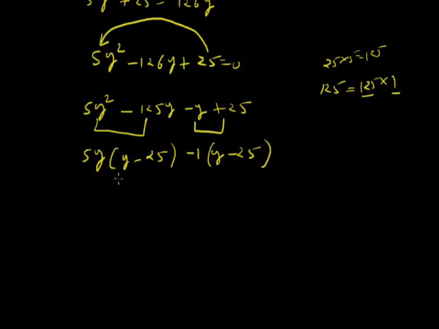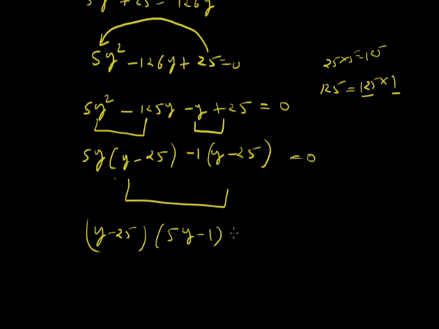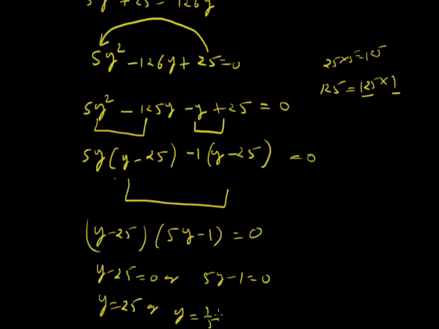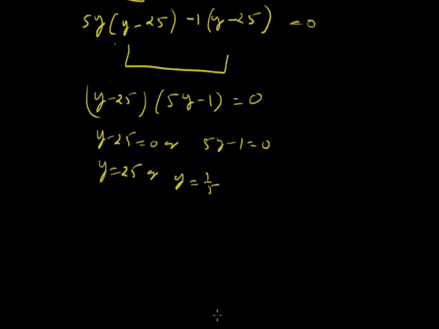Now from these two terms I take y minus 25 common. So what is left? 5y minus 1. So again the product of these two terms is 0. It is possible either if y minus 25 equals 0 or 5y minus 1 equals 0. From this I can get y equals 25 or y equals 1 by 5. तो y की दो वैल्यूज पॉसिबल है 25 या 1 by 5.